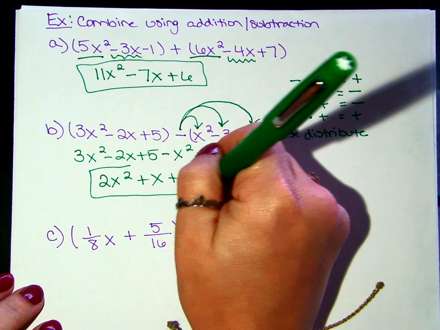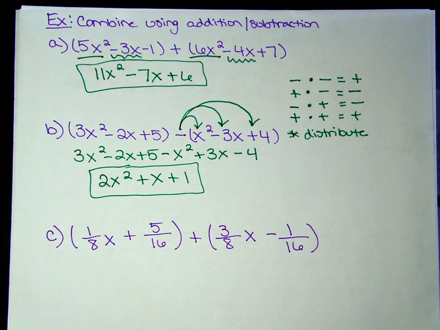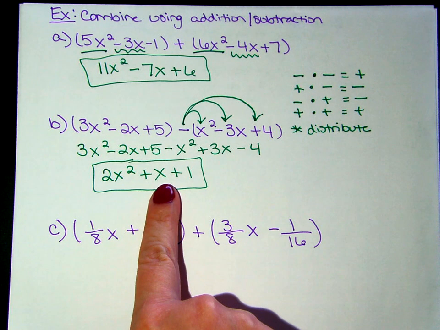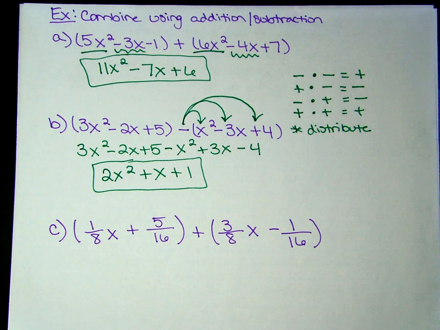Now, you won't always have 3 terms. I think all of these do. No, the next one only has 2 terms. Sometimes you might have an x squared term and a constant, and you won't have an x term. That's okay. It just depends on what your problem is stating.